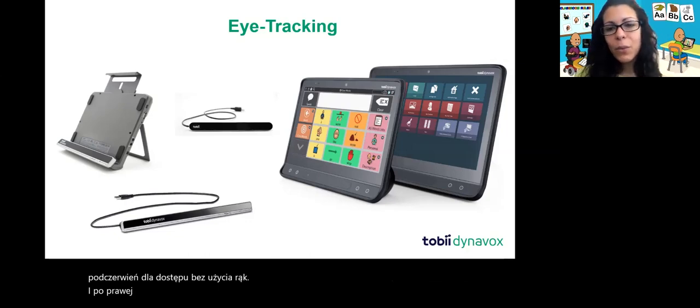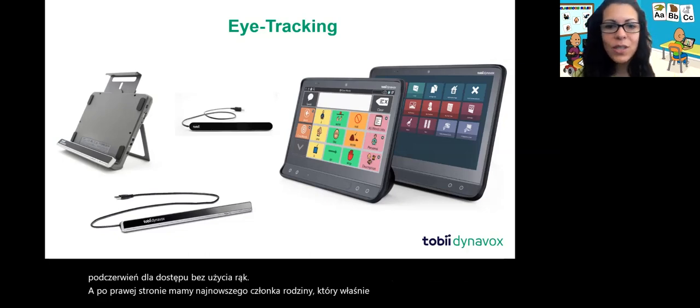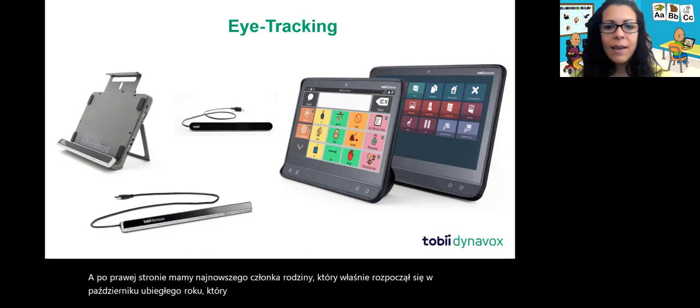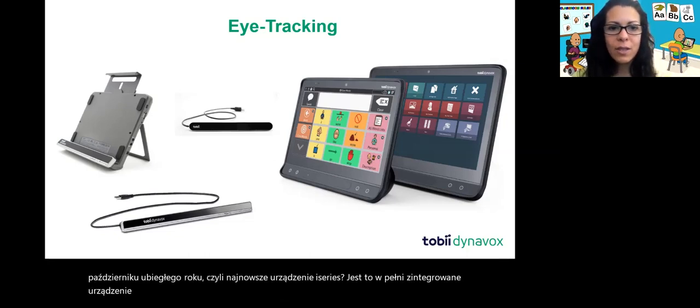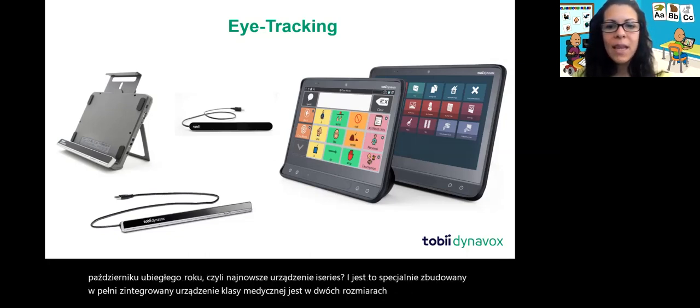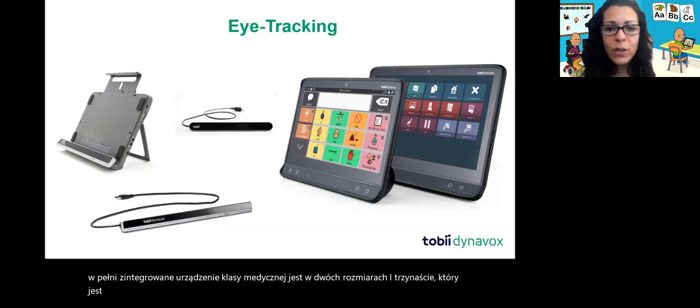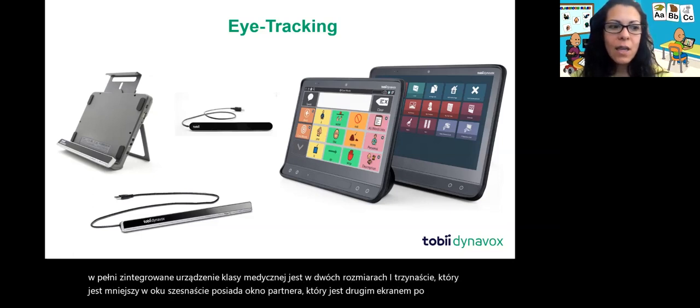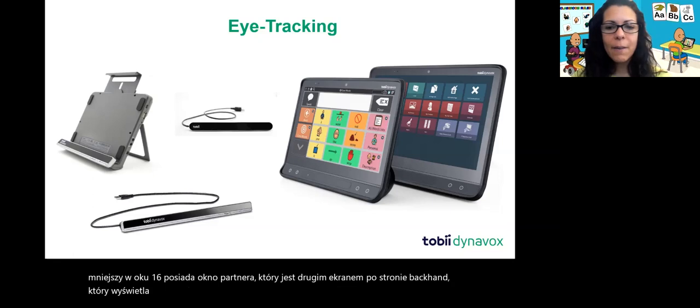And on the right-hand side, we have the newest family member that just launched in October of last year, which is the latest iSeries device. It's a purpose-built, fully integrated medical grade device. It comes in 2 sizes, the i13, which is the smaller one, and the i16. It features the partner window, which is a second screen on the back side, which displays the message that the communicator or the user wants to convey. And that enables true face-to-face communication and independence.